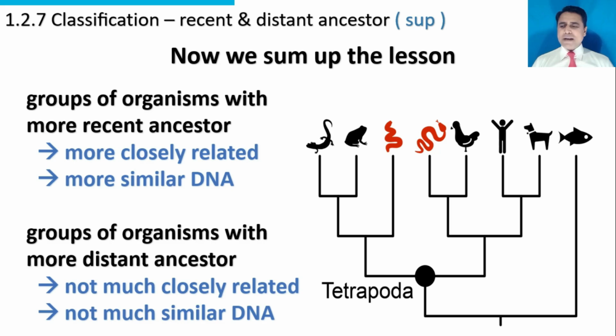Groups of organisms with more recent ancestors are more closely related because they have more similar DNA. And on the other hand, groups of organisms with more distant ancestors are not closely related because their DNA is different. Their DNA is not much similar. This is the sum up of this lesson.